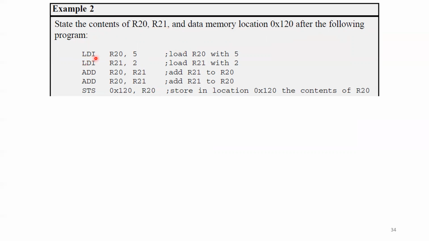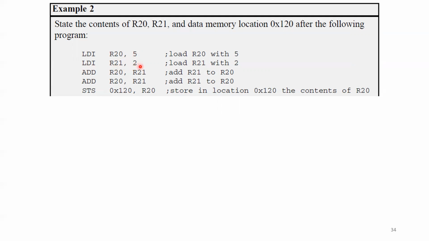Firstly, LDI R20. This means load this value, and take care there is no 0x or $ sign. So this means this value is decimal value 5 into R20. So the register R20 would now have 5 inside.